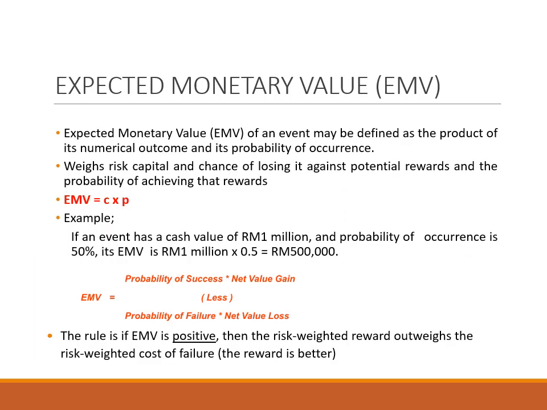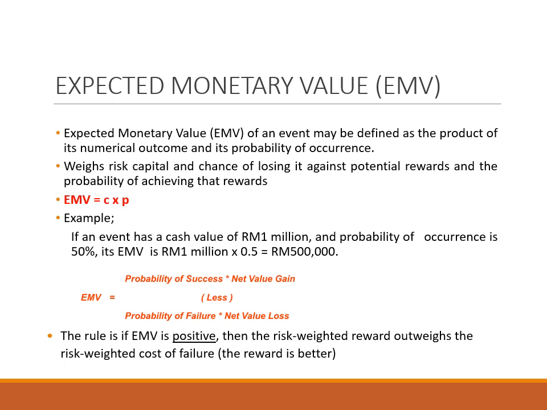Now, an important term in decision tree analysis is the expected monetary value, the EMV. So, expected monetary value is the product of its numerical outcome and its probability of occurrence. It weights the risk capital and chance of losing it against the potential rewards and the probability of achieving the rewards. So you use a very simple formula. The EMV is equals to the cash value C times the probability of that occurrence, P.